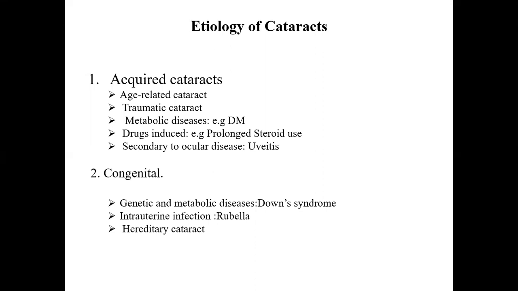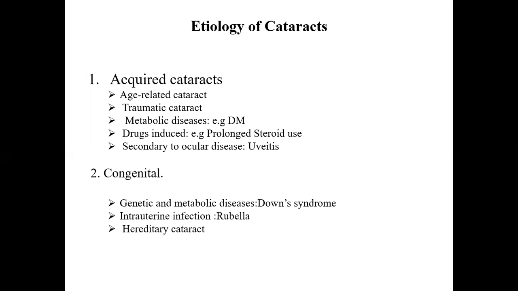It can be due to trauma. It can be due to metabolic diseases. A good example is diabetes mellitus. It can be due to drugs. When you have prolonged use of steroids, at the end of the day, you develop cataract. It can be secondary to other ocular diseases like uveitis, the inflammation of the eye. The uveal tissues, you have the iris, the ciliary body, even the retina, we call them uveal tissues. So sometimes when the inflammation is going on, it can lead to opacification of the lens and you get cataract.